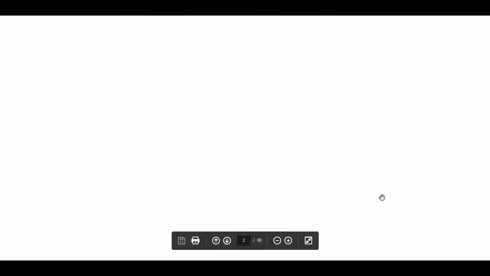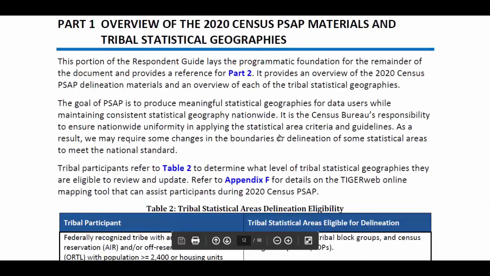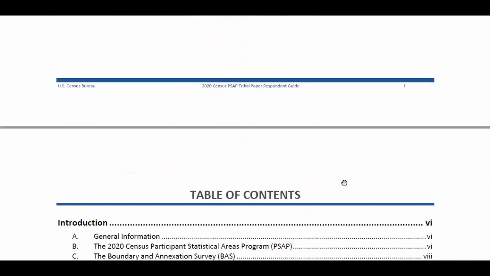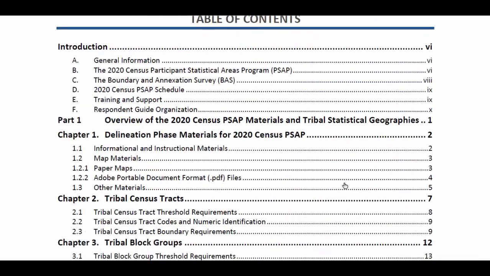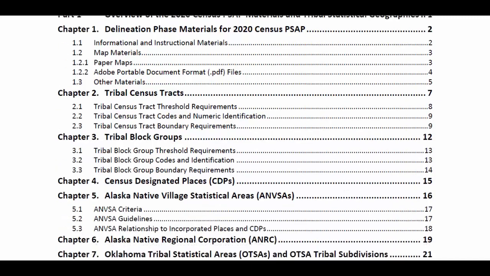Prior to making any correction to the 2020 statistical area boundaries on the paper maps, ensure the corrections result in statistical areas that follow the respective statistical area thresholds, requirements, criteria, and guidelines outlined in the respective chapters in Part 1 of the 2020 Census PSAP Tribal Paper Respondent Guide, G700. Refer to the specific chapter or chapters in Part 1 that applies for your type of tribal area or areas.